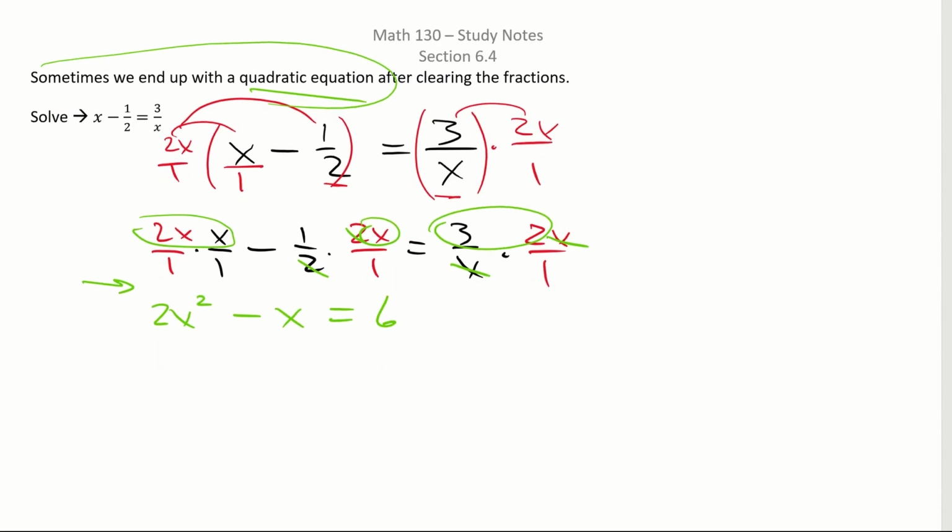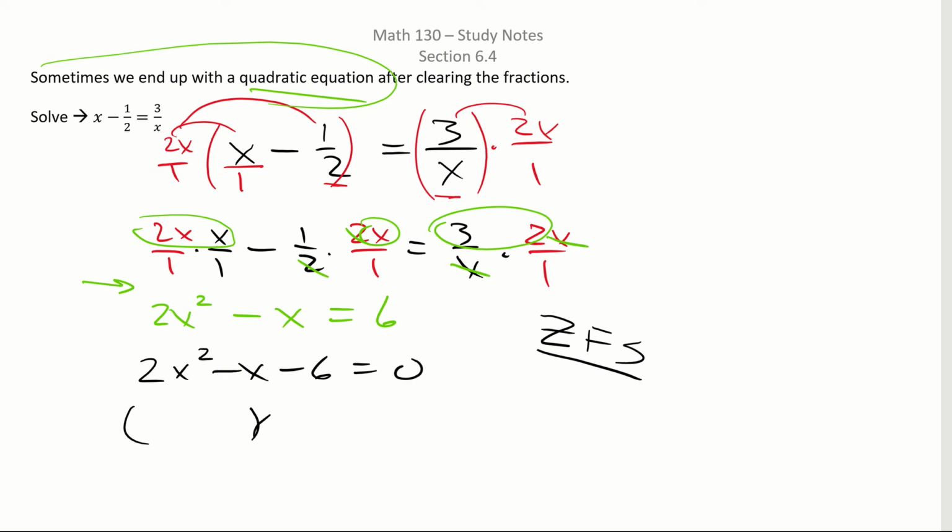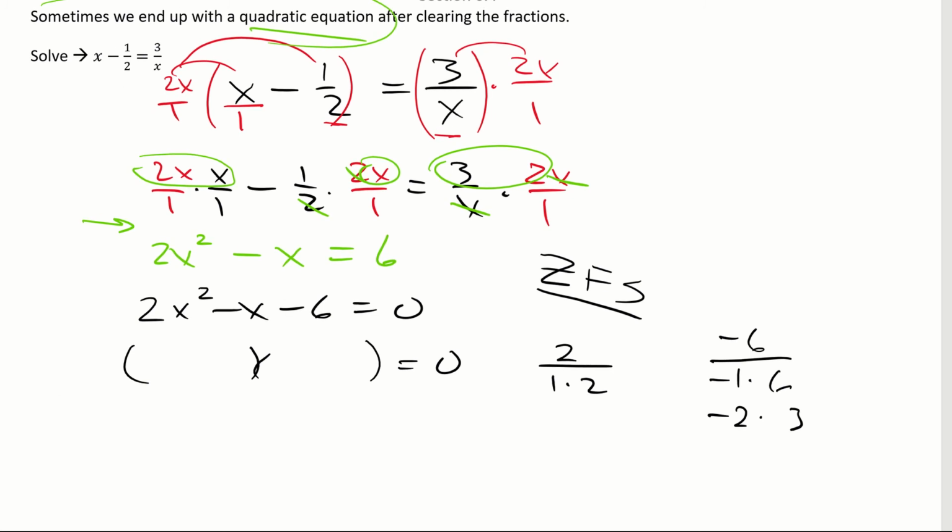So we've got to stop and go, how do we do that? Oh yeah, zero factor, set each factor equal to 0. ZFS, remember that jive? So we're going to get 0 on one side: 2x squared minus x minus 6 is 0. Then we're going to try to factor this. So 2 is 1 times 2, minus 6 is minus 1 times 6, minus 2 times 3. And if I have to turn the signs around, I will. And what I'm looking for is a negative 1.